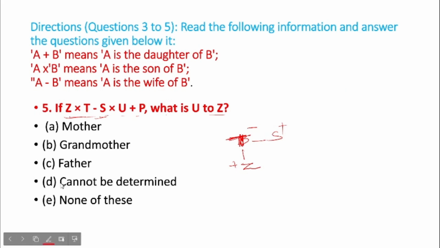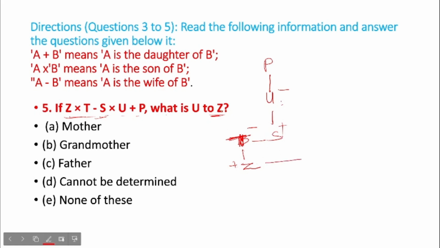Now S is son of U. U plus B means U is daughter of P. U is daughter of P there, so U is female, obviously. So what is U to Z? Here U to Z means Z's father's mother.